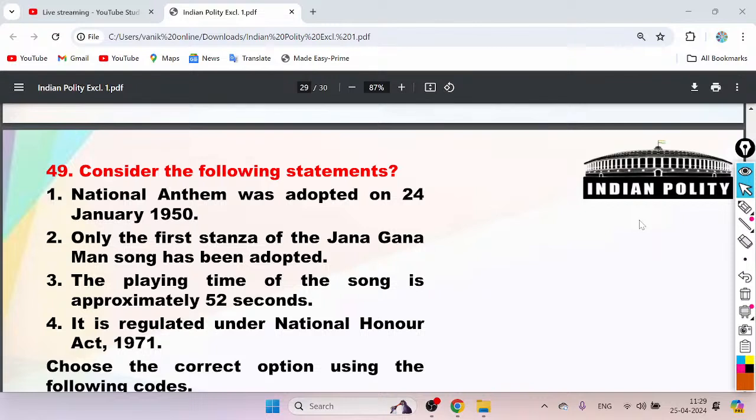Consider the following statements. The national anthem was adopted on 24th January 1950. Only the first stanza of the Jana Gana Mana has been adopted. Yes. The playing time is 52 seconds. Yes. It is regulated under the National Honor Act, 1971.